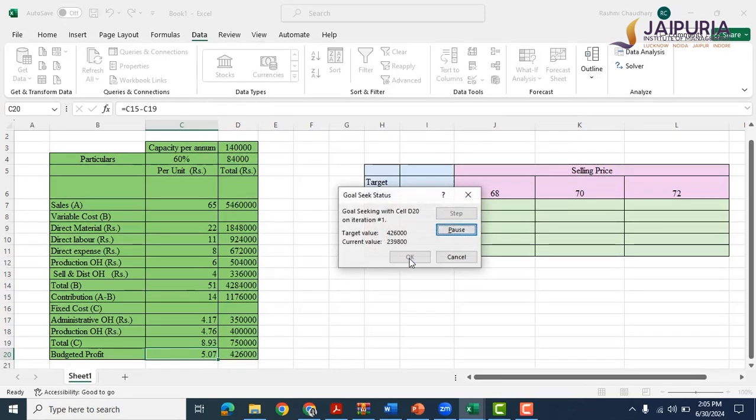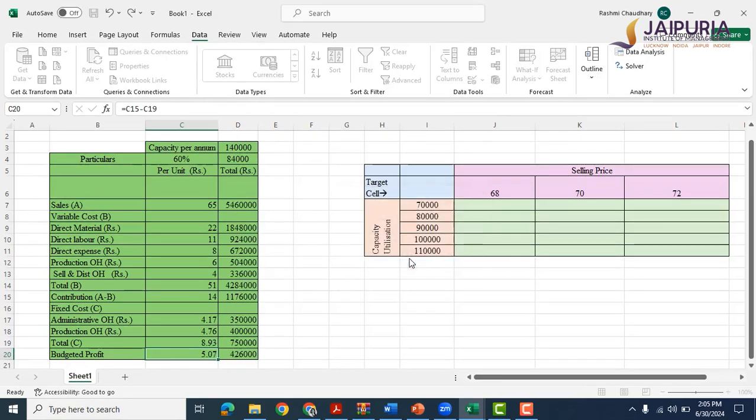So just pressing OK here, the calculation has been done. Now if you produce and sell 84,000 units, you will get a profit of 4,26,000. That means you need to work at a capacity of 60% to have a profit of 4,26,000. Initially, we were working at 50% capacity, that is 70,000 units were being sold. At present, it's 84,000 units being sold to earn a profit of 4,26,000.